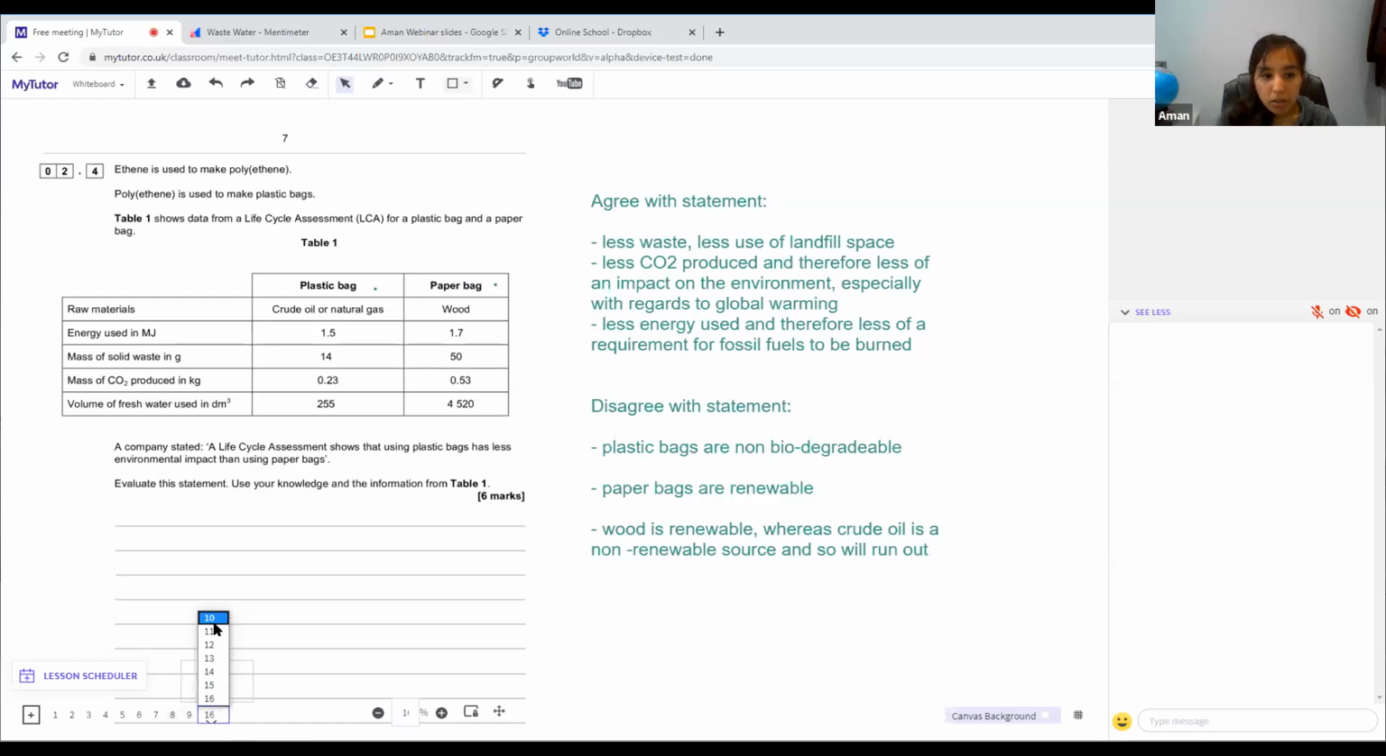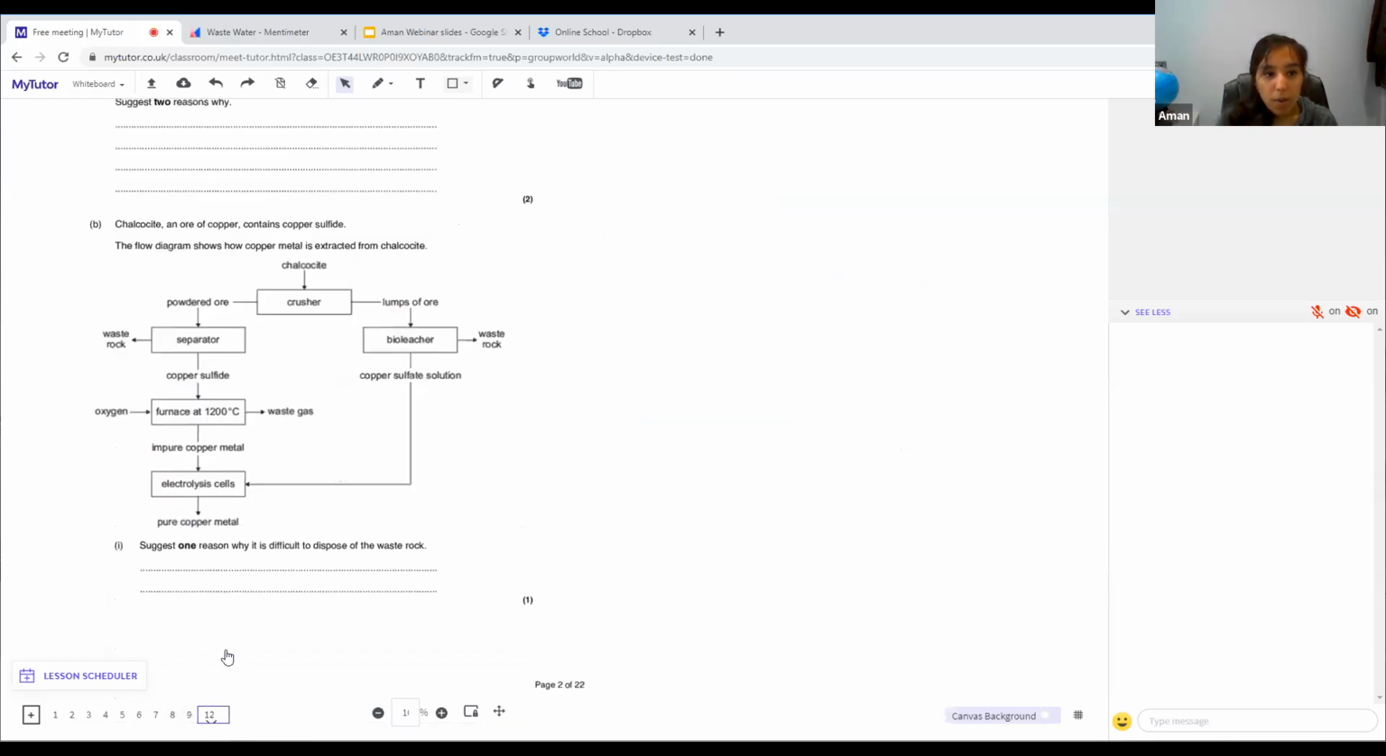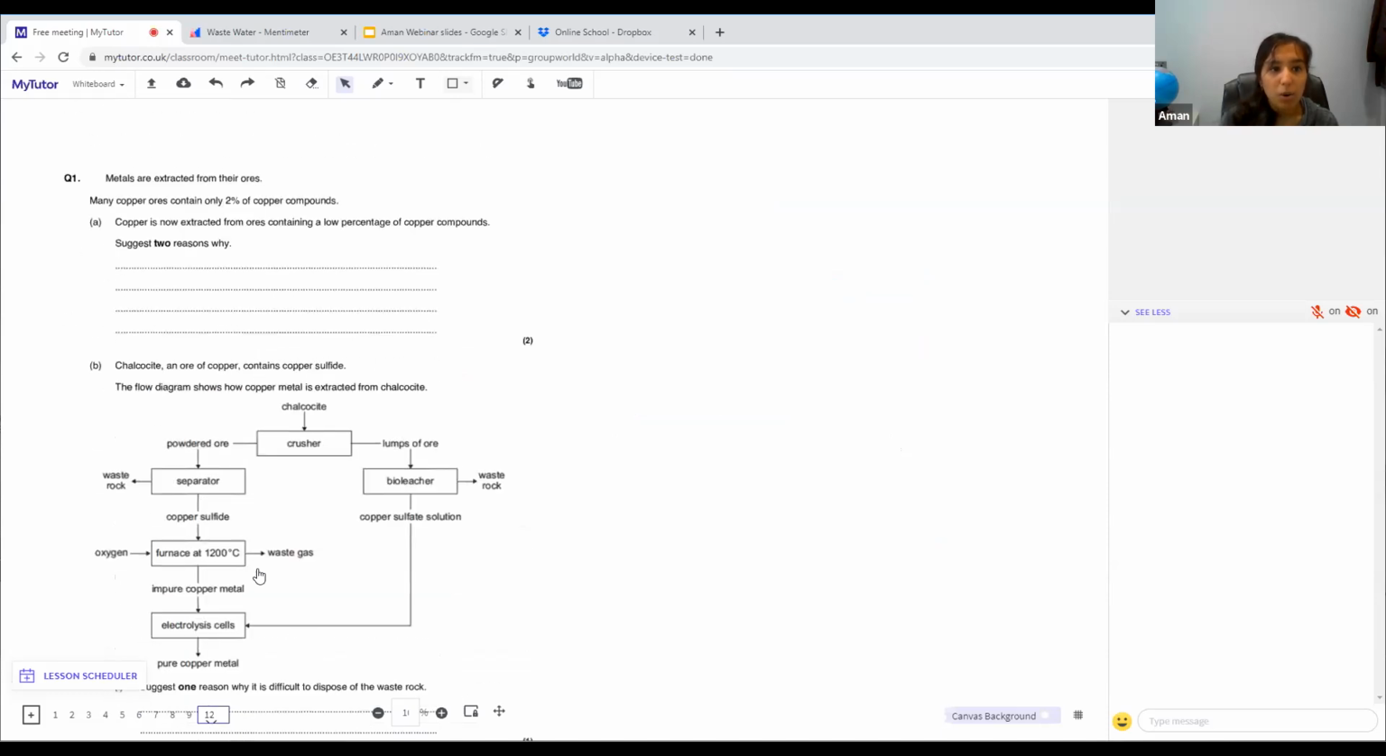Okay, so now let's do a question on copper. Metals are extracted from their ores. Many copper ores contain only 2% of copper compounds. Copper is now extracted from ores containing a low percentage of copper compounds, so from low-grade ores. Why do we now extract copper from low-grade ores? Any ideas? So why do we extract copper from low-grade ores?